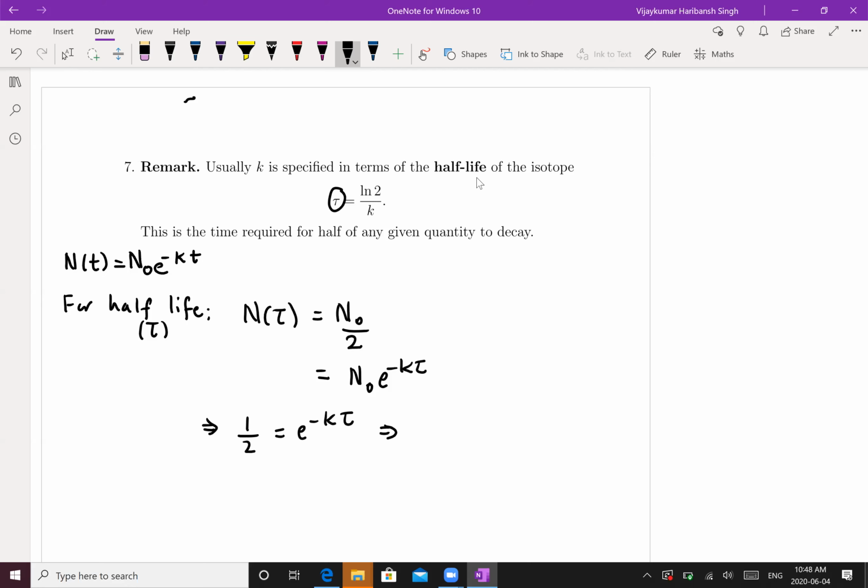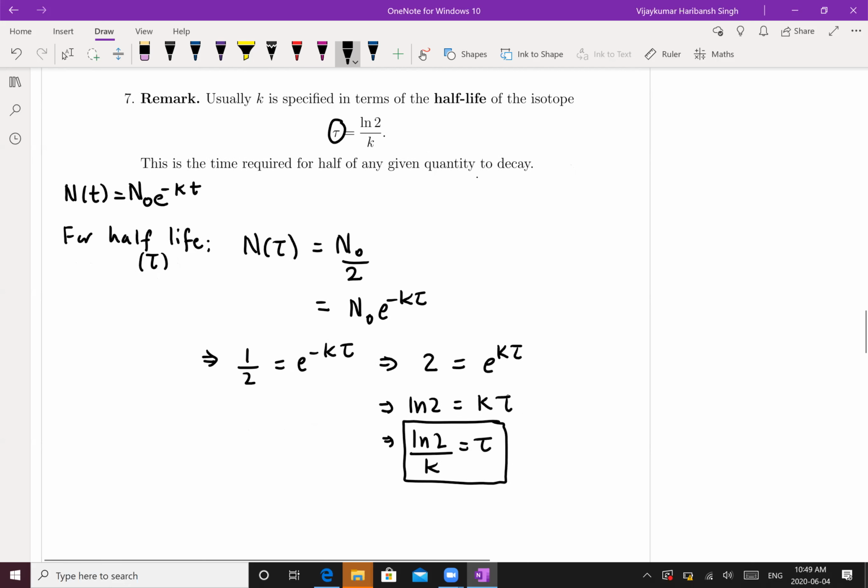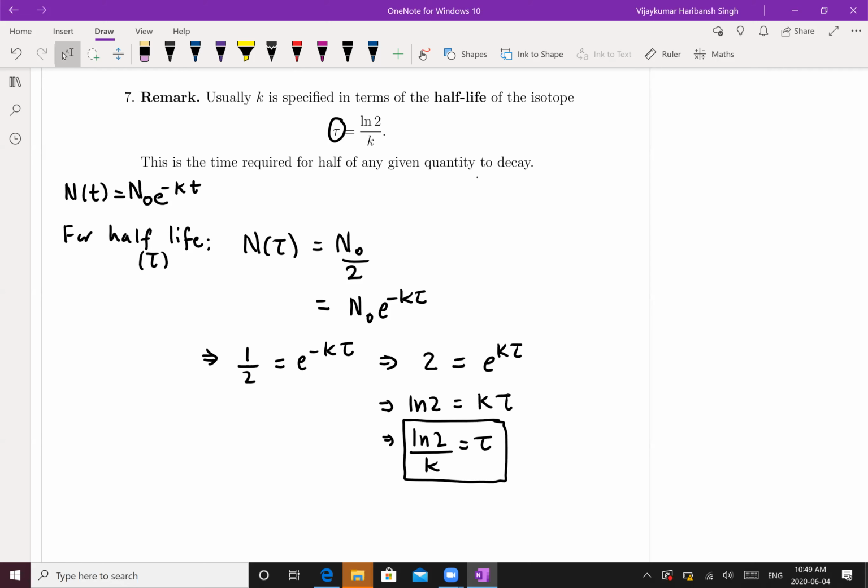Or if you take reciprocals on both sides, you'll get 2 equals e to the power k tau. Taking ln on both sides, or writing this equation from exponential to log, you'll get ln2 equals k tau, or this means ln2 by k equals tau. So this is a connection between the half-life and the exponential function, half-life and the constant k.